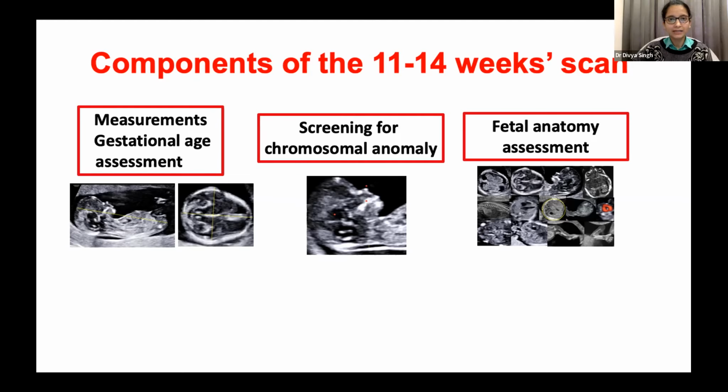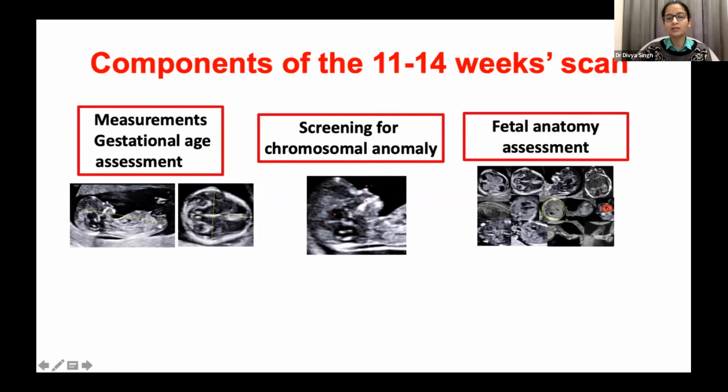First thing that we do at 11 to 14 weeks is measure the fetus, and that is done by determining the crown rump length. Besides measuring the crown rump length, we can also measure other fetal biometry, namely the biparietal diameter, head circumference, abdominal circumference, and femur length, just as we do in the 2nd trimester.